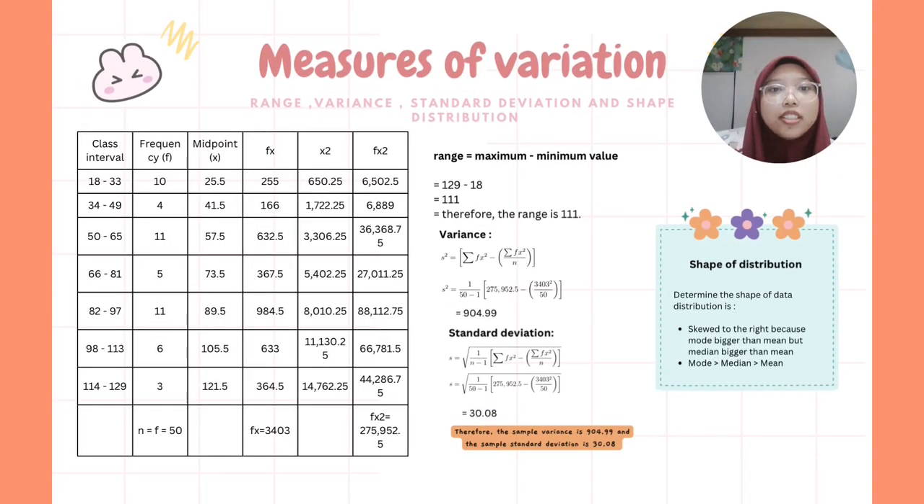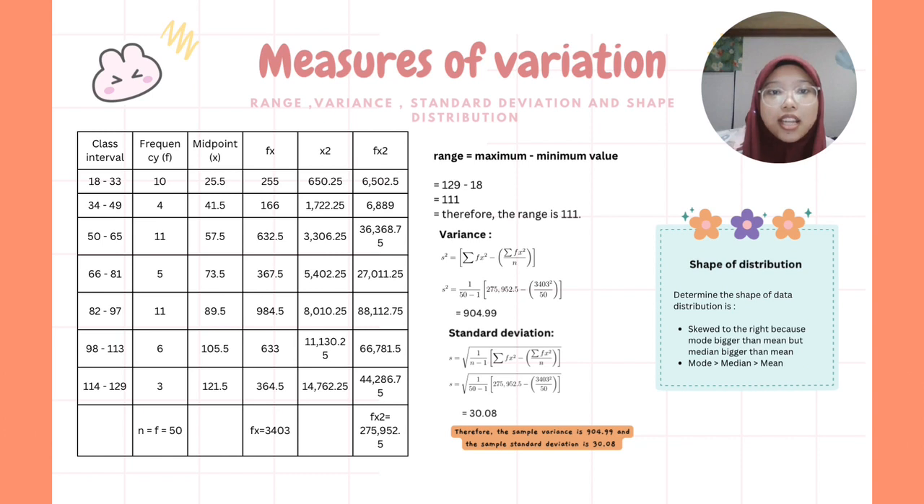Next, I will enter the measure of variation section. The first part is the range. The formula to find the range is the maximum minus the minimum, and we got the range is 111. The next part is the variance. The following is the formula to find the variance, and the answer of variance is 912.9.